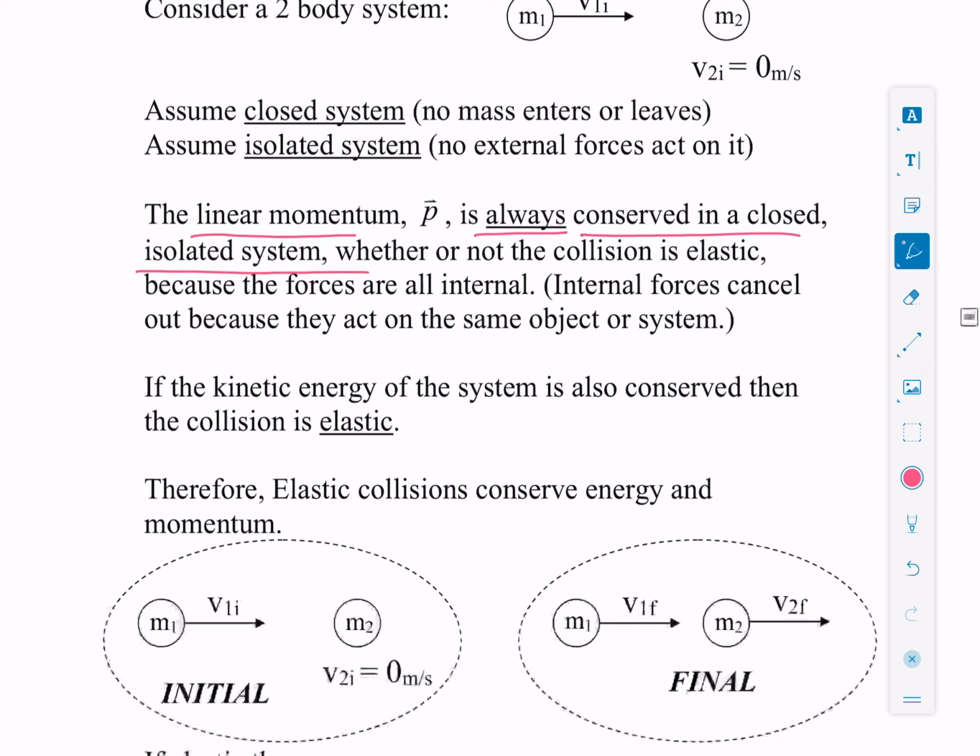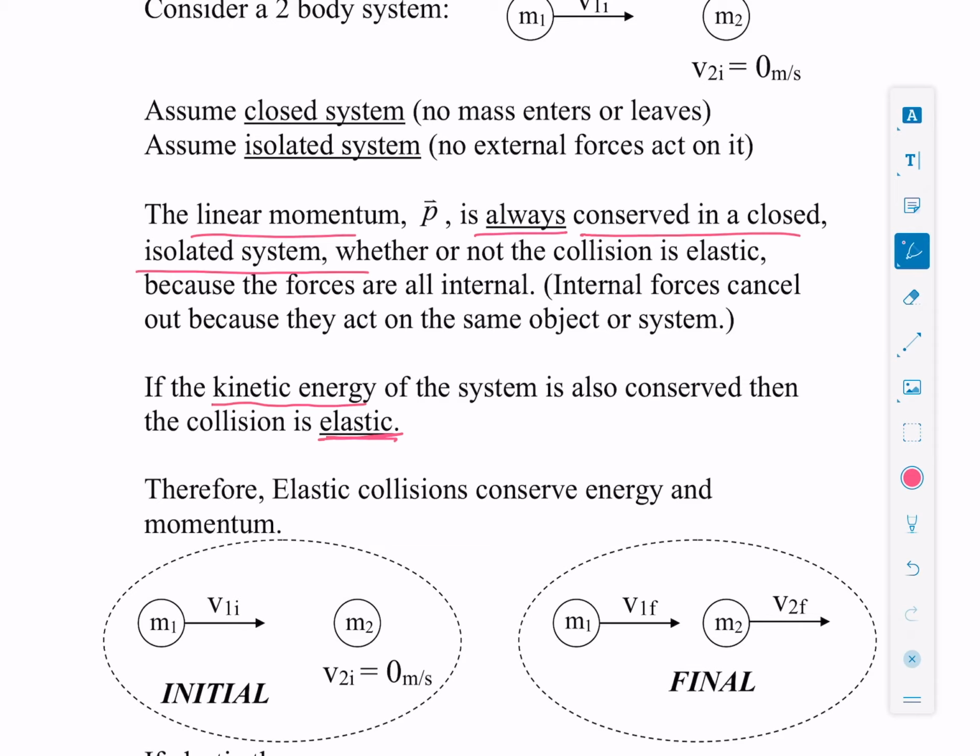If, though, it is elastic, then that means the kinetic energy is also conserved. So elastic conserves kinetic energy. Inelastic does not conserve kinetic energy. Both of them conserve momentum.